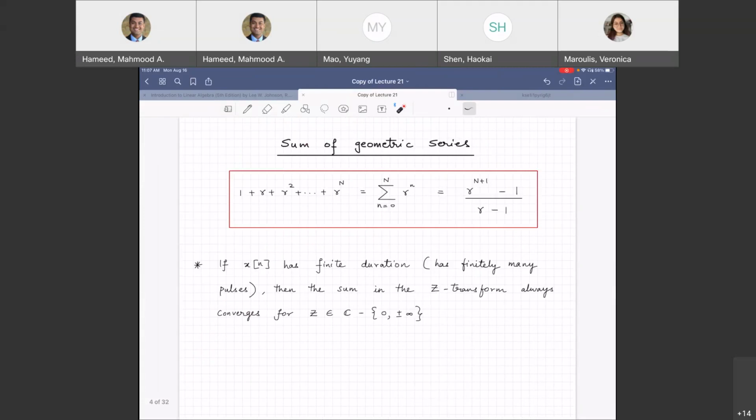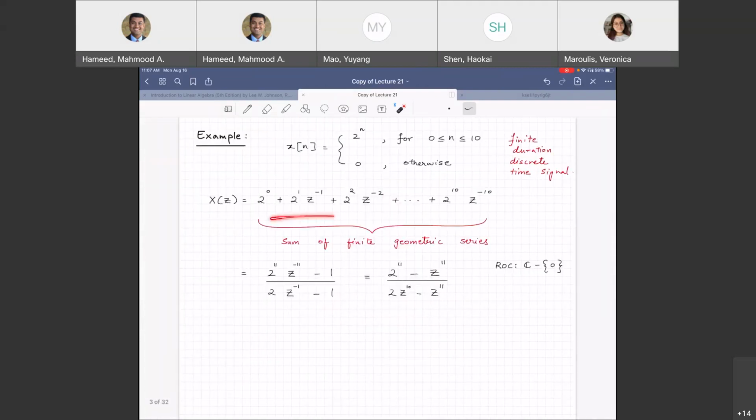Next, if x of n has a finite duration, exactly the same way as we had earlier, then the sum in the Z transform will always converge, except you have to subtract 0 and plus and minus infinity from the complex numbers. Why do you need to subtract 0 and plus and minus infinity? Well, because of negative powers of z, you have to subtract 0. And if this was also defined for time less than 0, then you would have positive powers of z. With positive powers of z, you would have to subtract plus and minus infinity from that ROC.